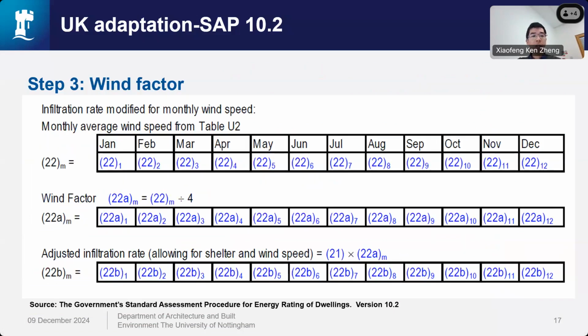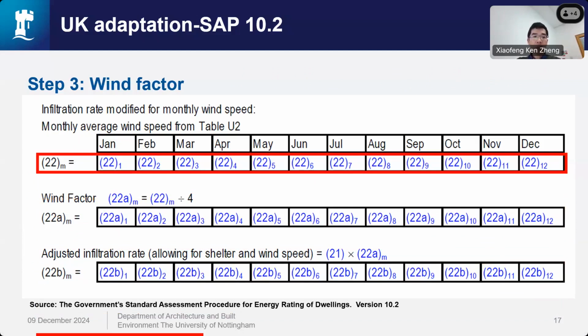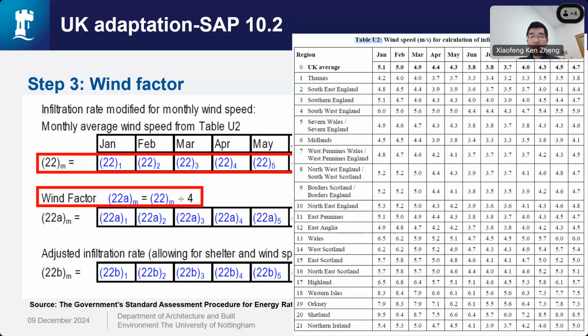And then the third step is to modify according to the wind. It's based on the monthly wind speed. Basically, you can divide the monthly wind speed by 4 to get the wind factor. The monthly wind speed is taken from the weather station, so it varies depending on which part of the UK it is.